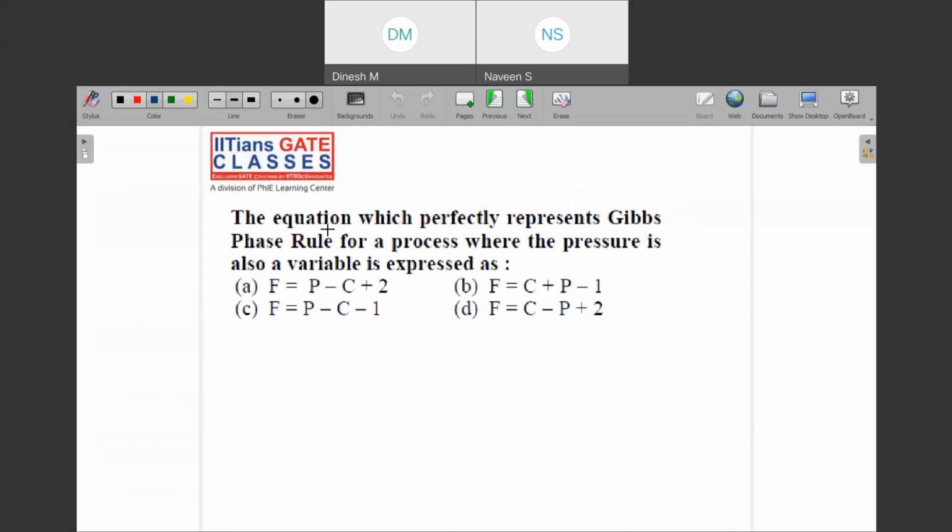It says: the equation which perfectly represents Gibbs phase rule for a process where the pressure is also a variable is expressed as. So Gibbs phase rule, do we remember we have seen Gibbs phase rule? What was that? P plus F is equal to C plus 2. So find out which one is the answer. P plus F is C plus 2. So here we can see that P plus F will be C plus 2.